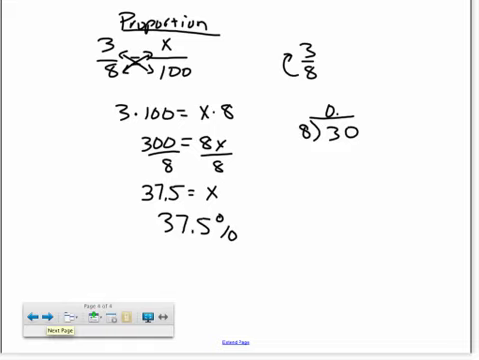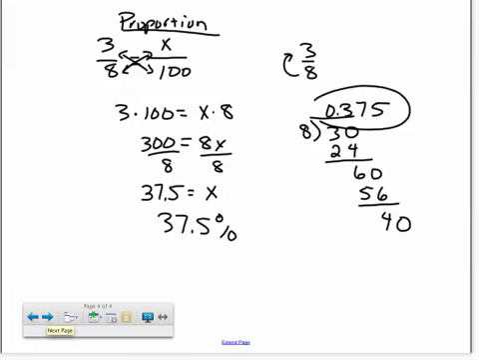8 goes into 30 three times. 3 times 8 is 24, 6 left over. 8 goes into 60 about 7 times. I get 56, 4 left over, drop down another 0. 8 goes into 40 five times. And now I've got a decimal number. So I've got my decimal. That's not my answer yet.